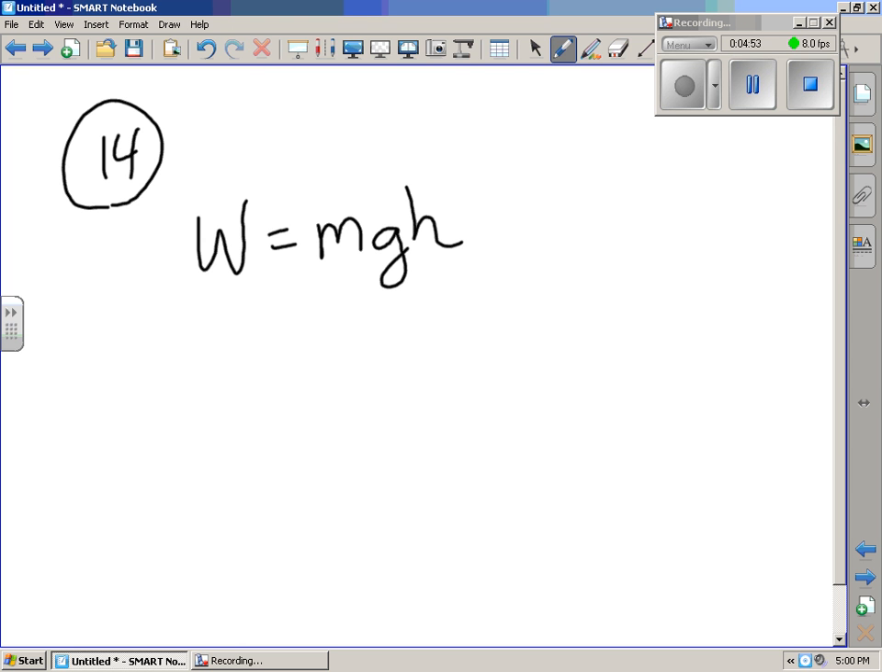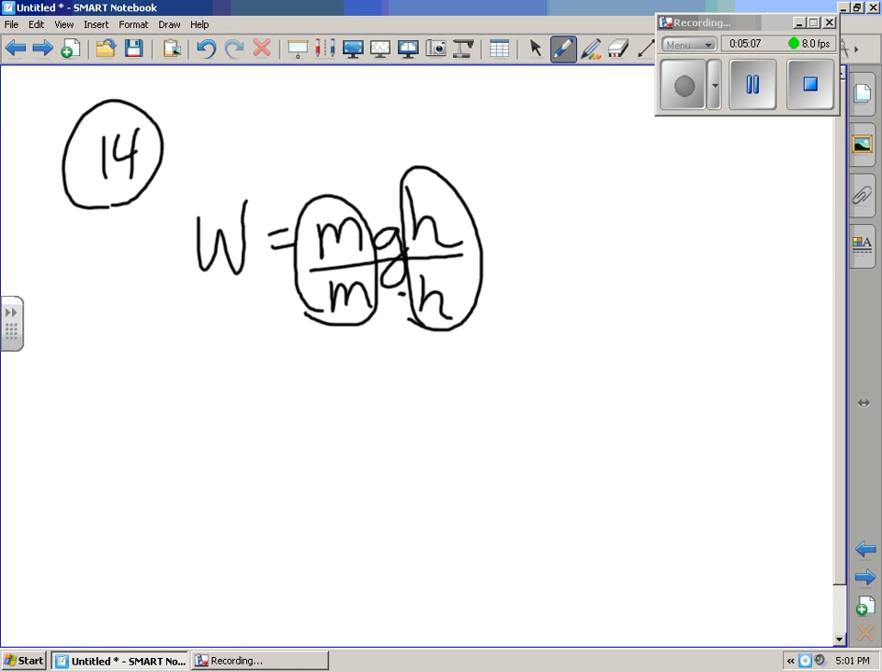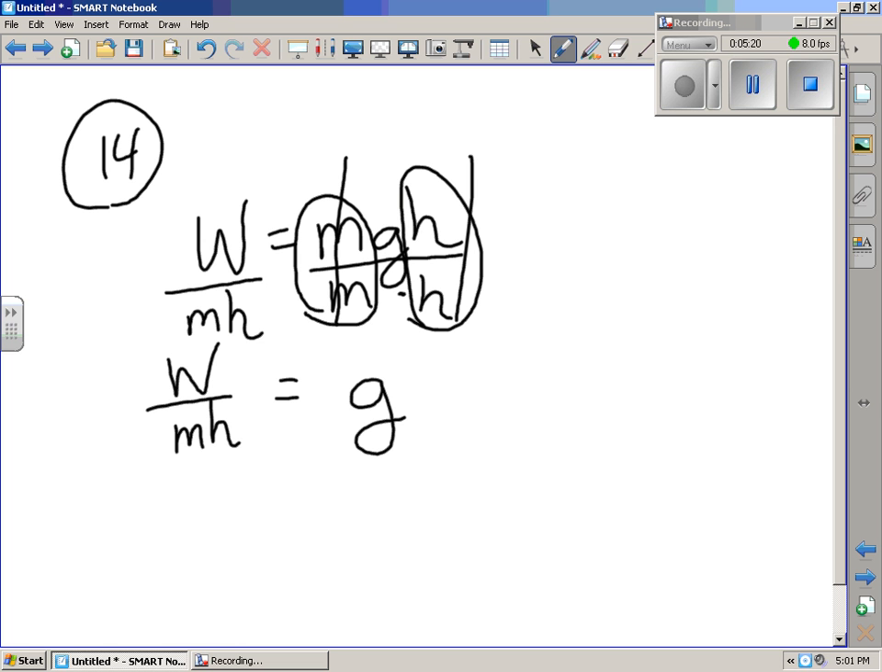Now, you can do this in steps. We're solving for g, and I could divide by m on its own, and divide by h on its own, or I could do both at the same time. So I'm going to divide by mh. What that does is that's going to cancel, and we're going to be left with g, because m over m equals 1 and h over h equals 1. Whatever you do to one side, you have to do to the other to maintain equality. So we get g is equal to w over mh.